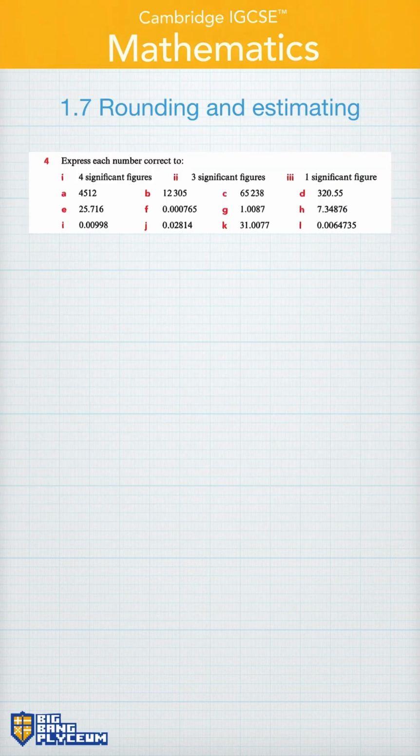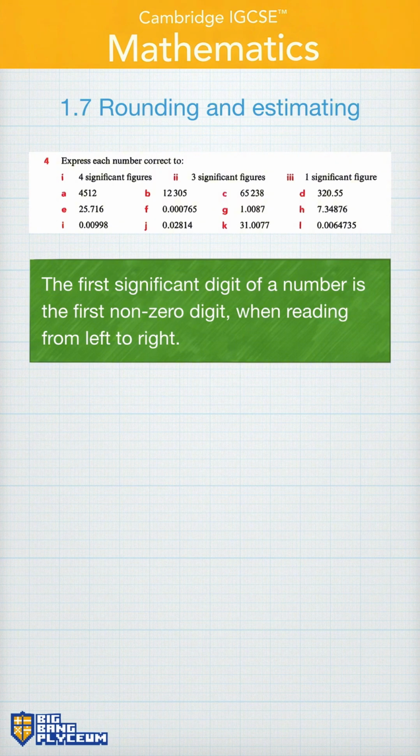Today our topic is rounding and estimating. And we are looking at practice number 4. Express each number correct to 4 significant figures or 3 significant figures or 1 significant figure. Well, let's take a look at number A, okay?